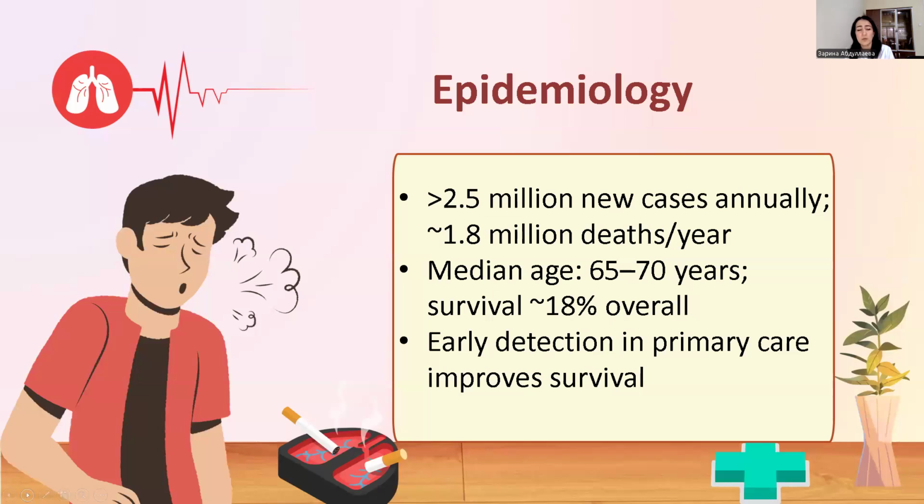If it's about epidemiology, every year we have 2.5 million new cases and 1.8 million deaths per year. Median age for lung cancer is 65 to 70 years, and survival is approximately 80% overall.